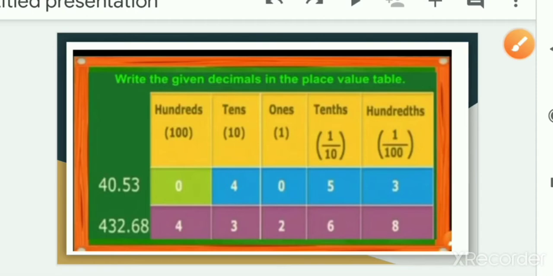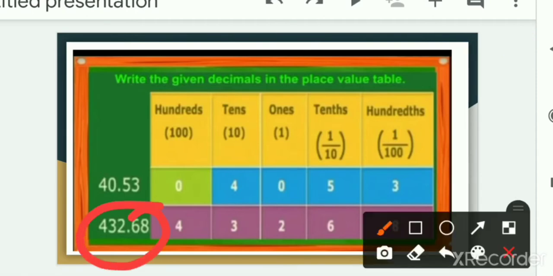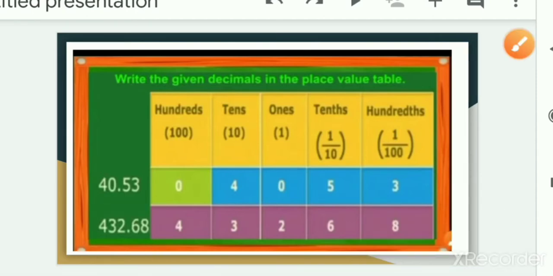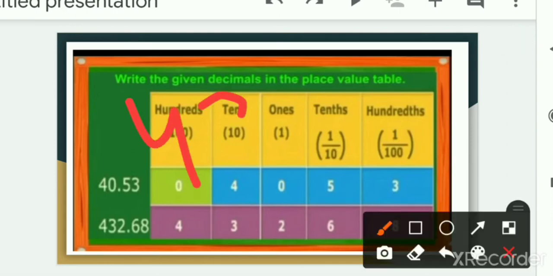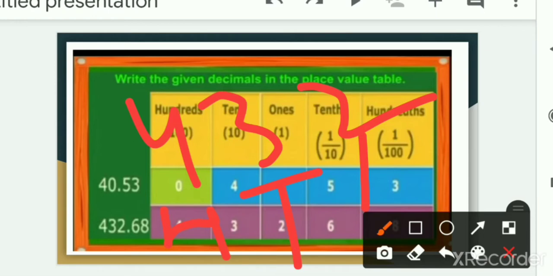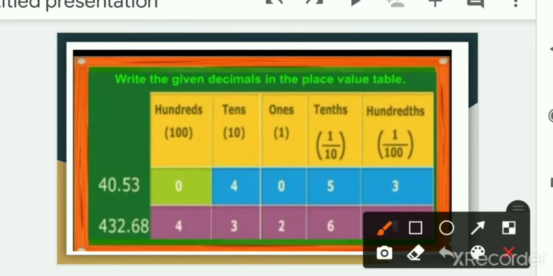Okay, now in the same way 432.68. 432, it will be ones, it will be tens, it will be hundreds, right? So we have 4 hundreds, 3 tens, 2 ones, and 6 will be tenths and 8 will be hundredths.